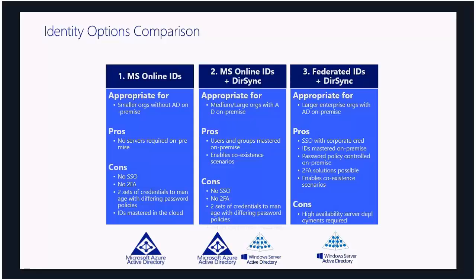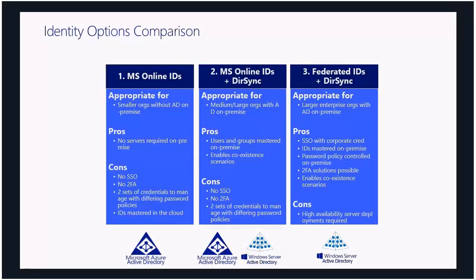The third option here is what they call federated IDs, which does require DirSync again to copy up some of the properties, but this is typically for larger organizations because you'll need additional on-premise equipment. This is typically known as an ADFS implementation. This has a lot of advantages, obviously in single sign-on, but the disadvantage is that the identity is now moved away from Azure AD and actually moved back to the on-premise Windows Server Active Directory.